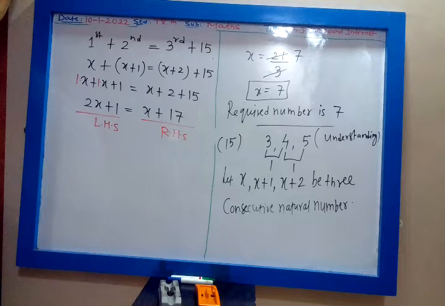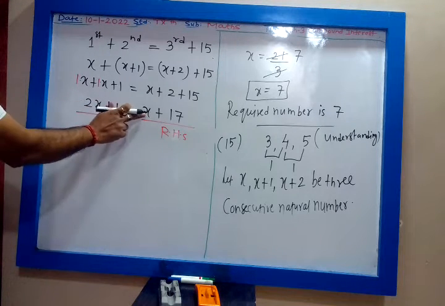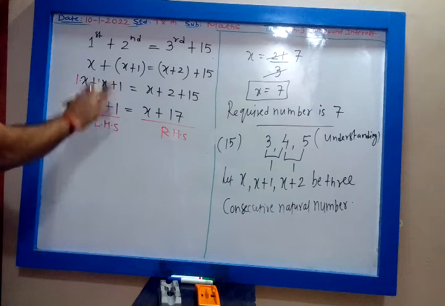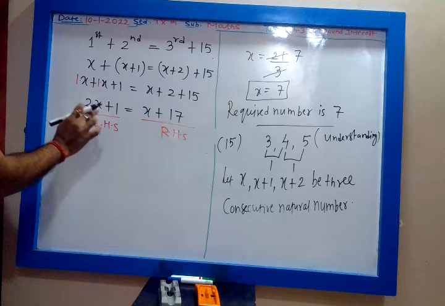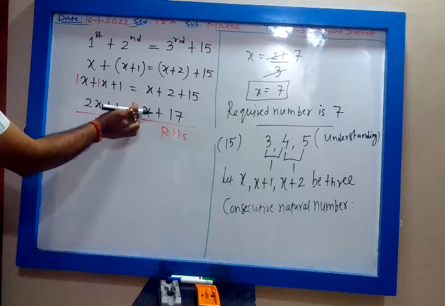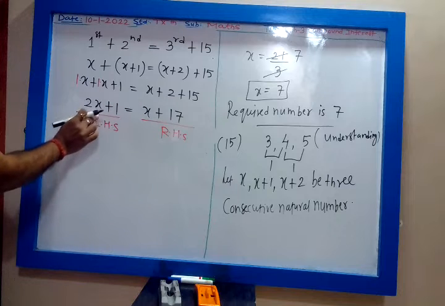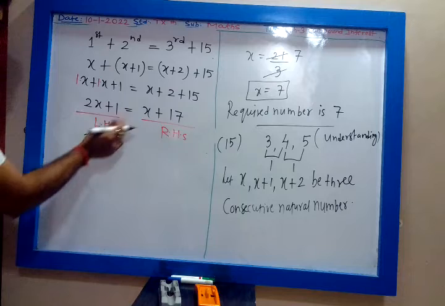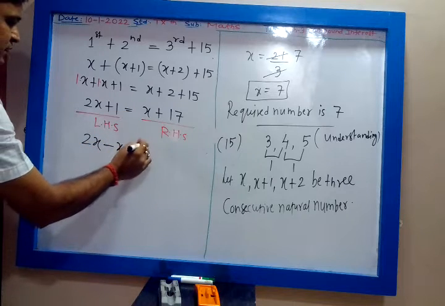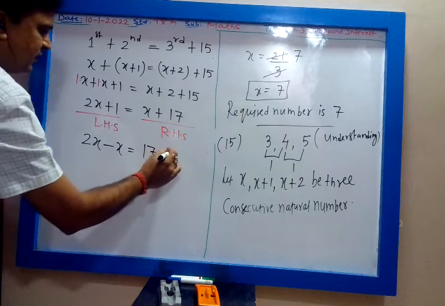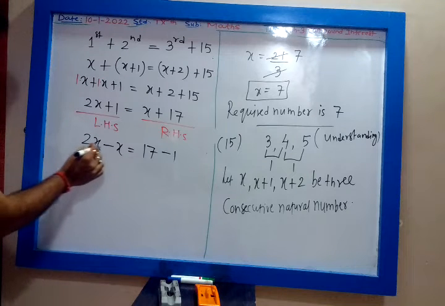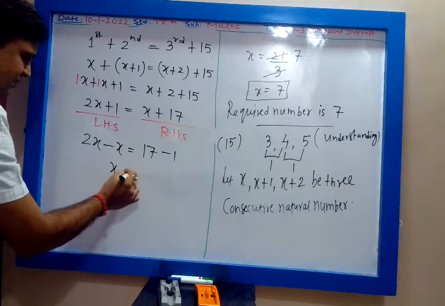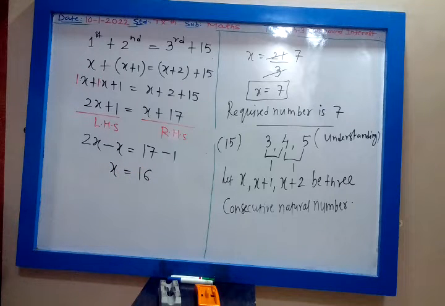Now 2x and x, they are like terms. Like terms mean same variable, same power. And 1 and 17 are like terms. So I will take the like terms together. This x I will take on the left side, it will become minus x. This 1 I will take on the right side, it will become minus 1. So 2x minus x is equal to 17 minus 1. So 2x minus x means 1x, or x, is equal to 16. x is equal to 16.